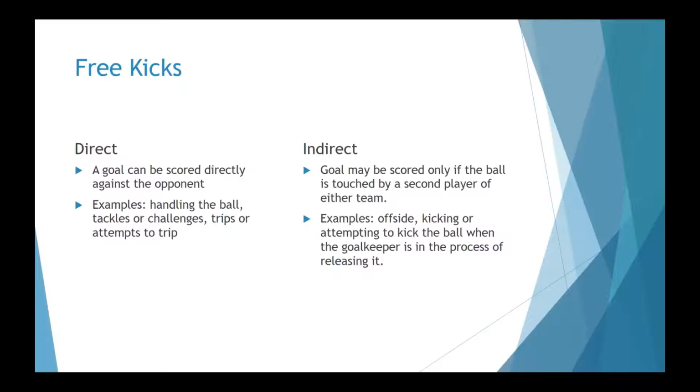During a game, your team may experience a free kick situation where it may be direct or indirect. For a direct free kick, a goal can be scored directly against the opponent from the kick. Examples of this would include handling the ball, tackles or challenges, trips or attempts to trip. For an indirect kick, a goal may be scored only if the ball is touched by a second player of either team first. Examples would be offsides, kicking or attempting to kick the ball when the goalkeeper is in the process of releasing it.